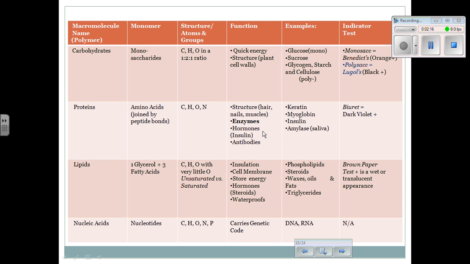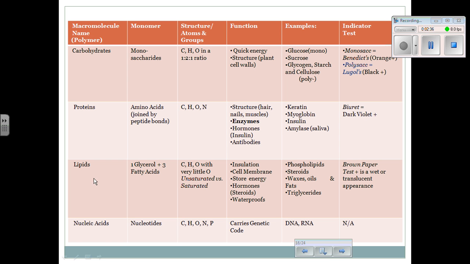Proteins act as hormones, insulin, regulating your blood sugar, antibodies. Examples, of course, are insulin, amylase in your saliva, myoglobin, keratin. If you have any questions, please feel free to stop this at any time.